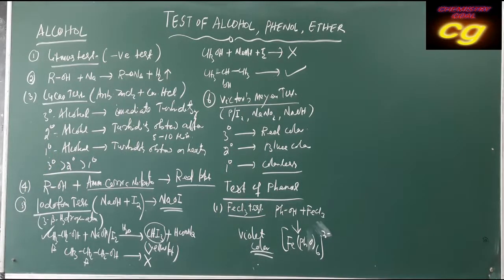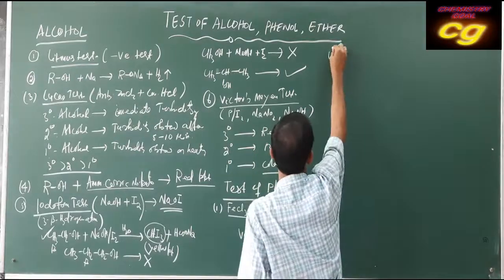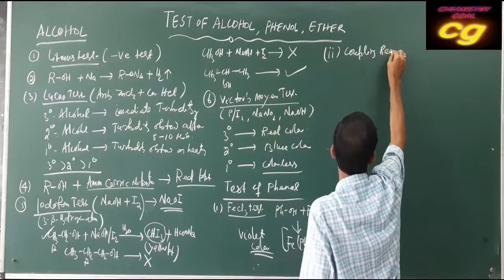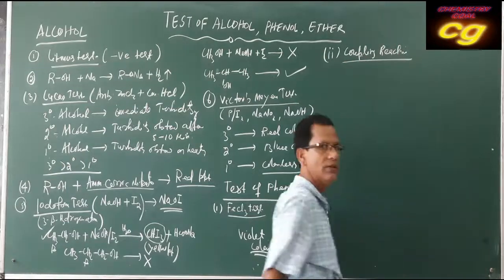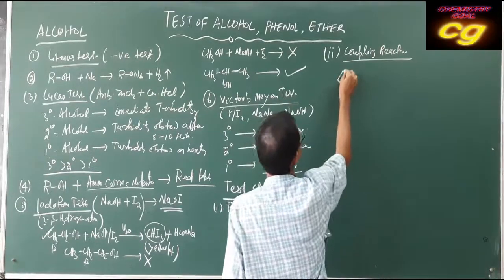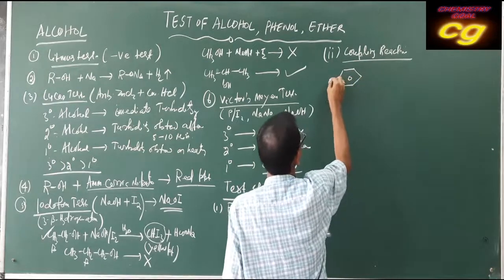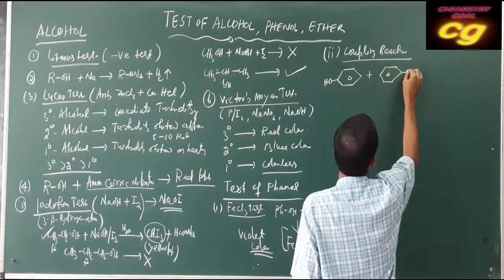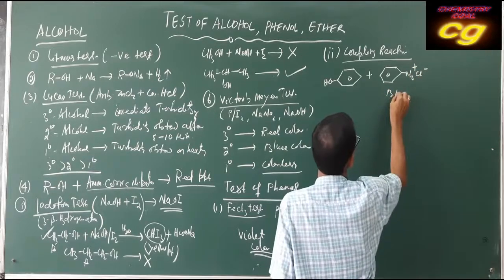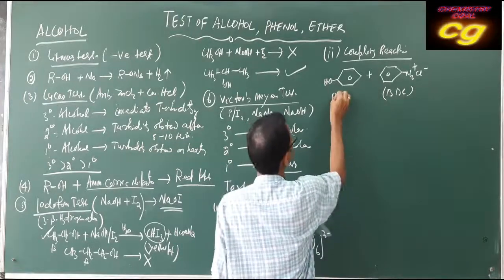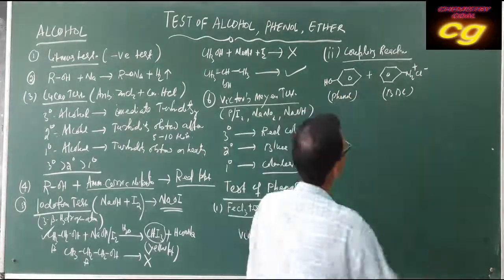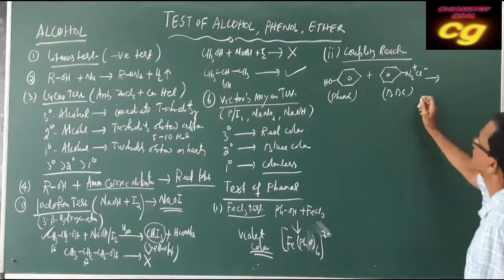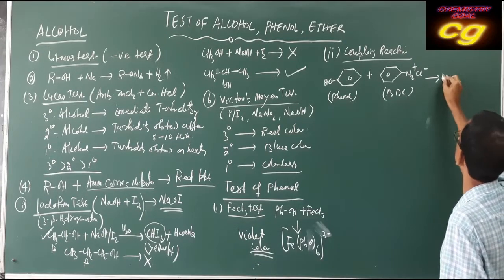Then another test of phenol is the coupling reaction. If you do the coupling reaction with phenol and BDC, benzene diazonium chloride, C6H5N2+Cl-, as you already know, the result is that an orange dye is produced.